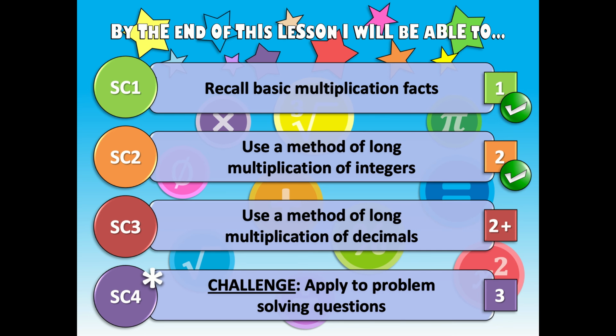And now we've completed success criteria 2. So now we're going to move on to number 3, and this is to use a long method of multiplication for decimals.